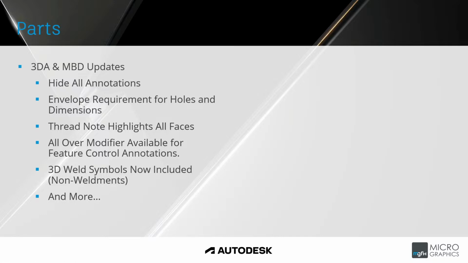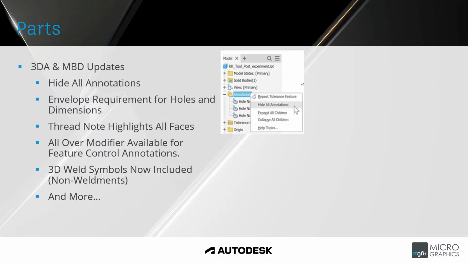So within the part environment, we've had some improvements with the 3D annotations and model-based definitions, updates that come in this environment. We basically have the ability now to right-click on the annotations folder and select the option to now hide all annotations. So prior to 2024, you had to right-click on each annotation and hide each annotation individually. You're now able to right-click on the folder and hide all annotations in one go.